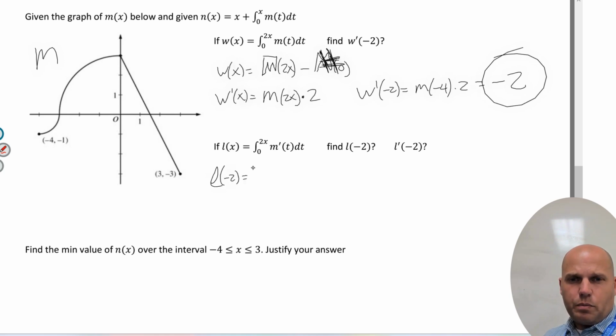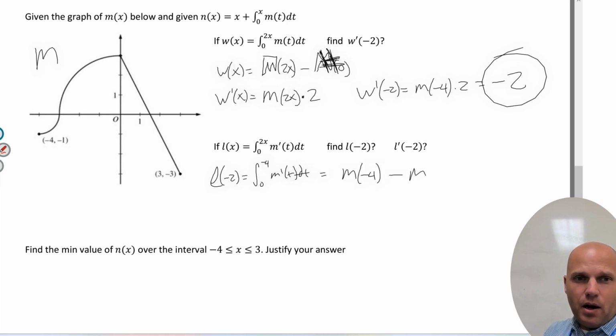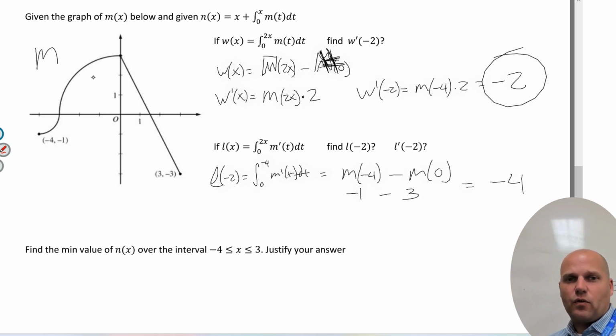L of negative 2 would be the integral from 0 to negative 4 of m prime. What is the integral of m prime? Well, this is m, not m prime, so maybe I should write it as m of negative 4 minus m of 0. You can also just make sure you go from left to right and go m of 0 minus m of negative 4. But it just works out if you say this is negative 1 and this is 3, and you displace 4 to the left. If you go from 0 to negative 4, I'm decreasing by 4, if you're talking about the function values.